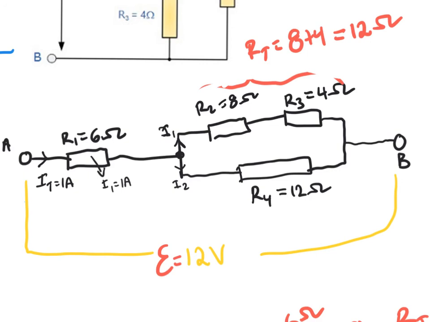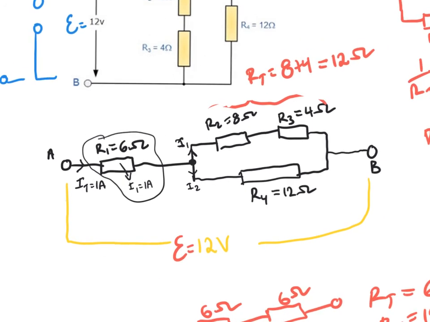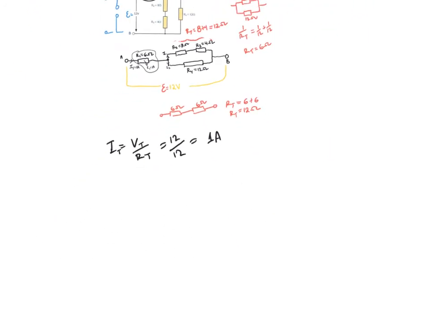So I know the current going through there and I know the resistance, so I can calculate easily the potential difference across that resistor. And to do that, we know that R is V over I. So V across 1 should be I1 times R1, which is 1 times 6. So the potential difference across resistor 1 is 6 volts.